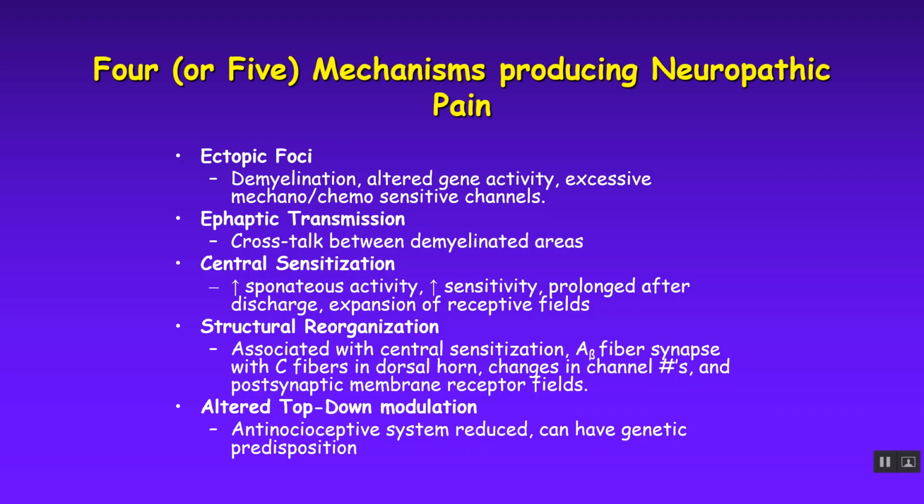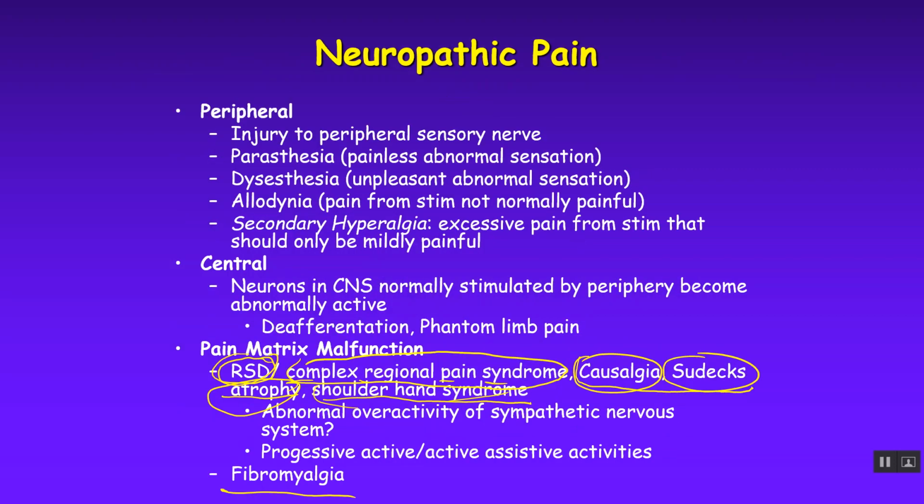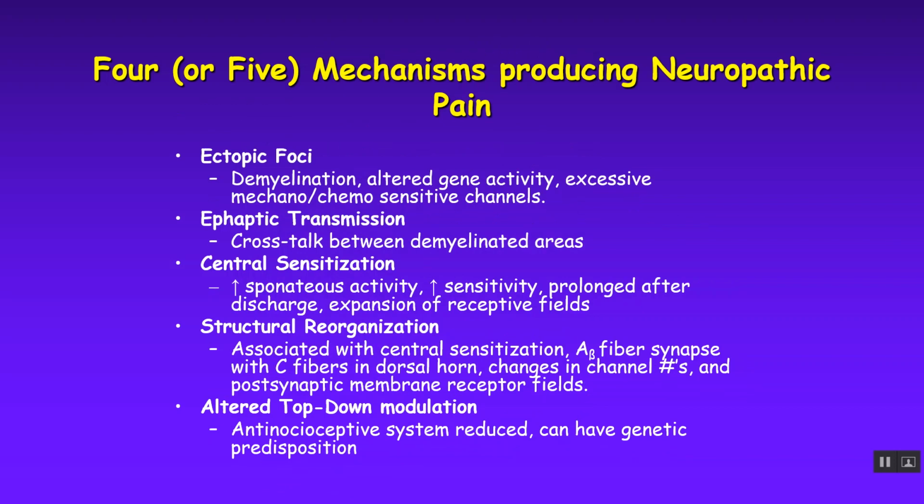There are some mechanisms for producing neuropathic pain. Your book says 4; the previous version said 5, so I just said 4 or 5. Your book talks about these first 4. They don't talk about altered top-down modulation. So ectopic foci is one way that can cause this neuropathic pain.